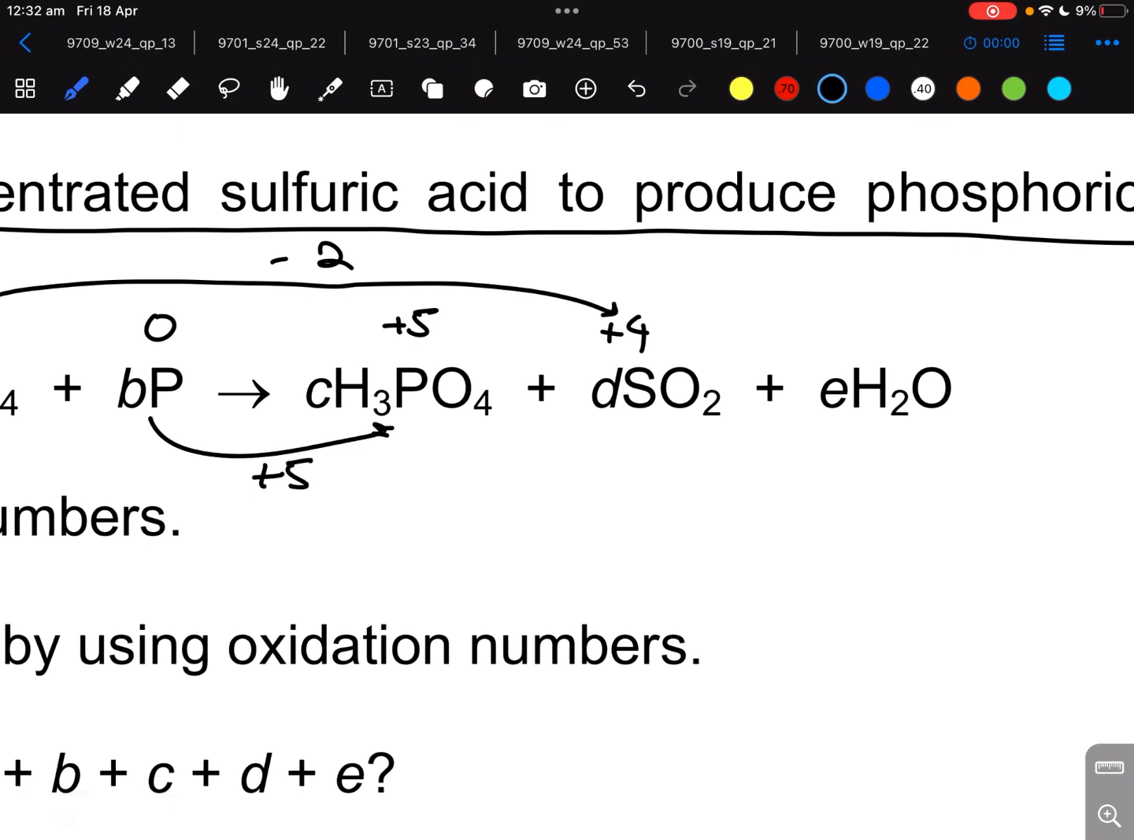So now you have to balance the oxidation number changes, so you have to make them equal. So you find the common factor and you do all of that. You can just multiply them by each other. So if you multiply this by 2 and you multiply this by 5, now you make them equal, which is 10.